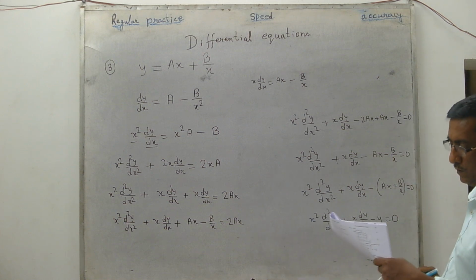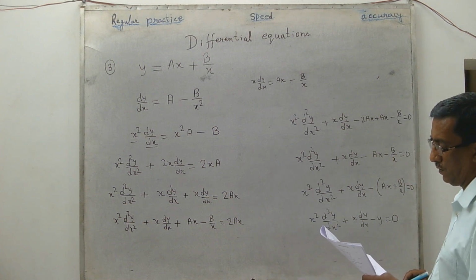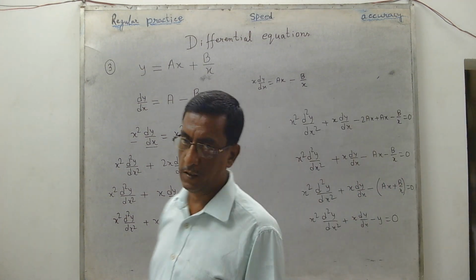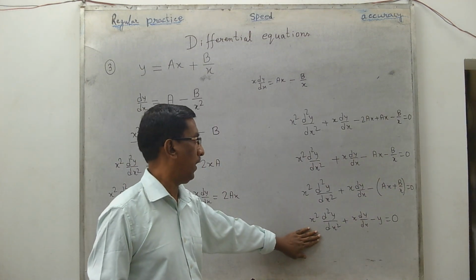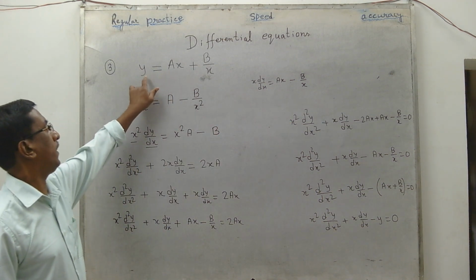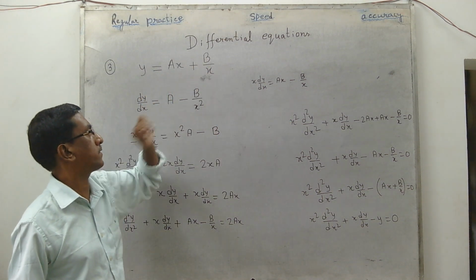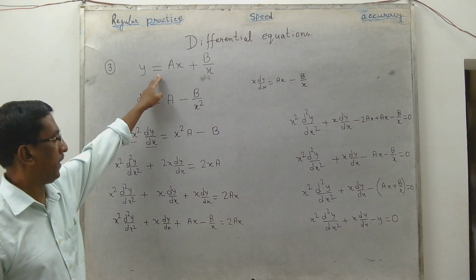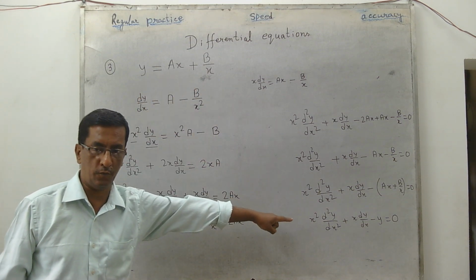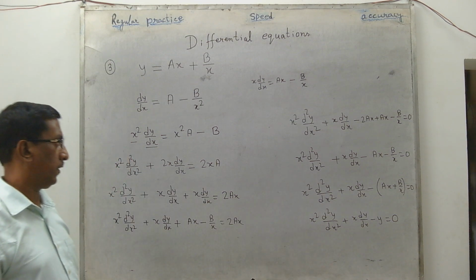So this is the solution. I mean, this is the differential equation, and this has been verified that this is the solution. y equal to ax plus b by x. From here I have arrived here. So this is the solution, and this is the form of the differential equation. Clear?